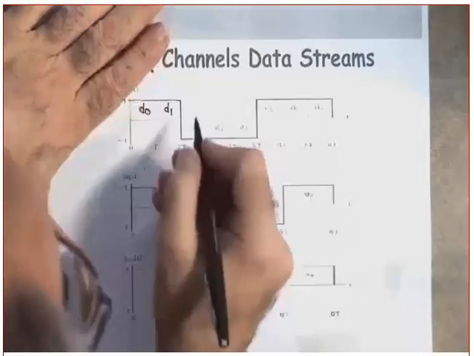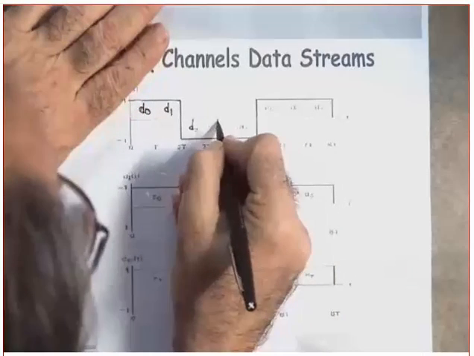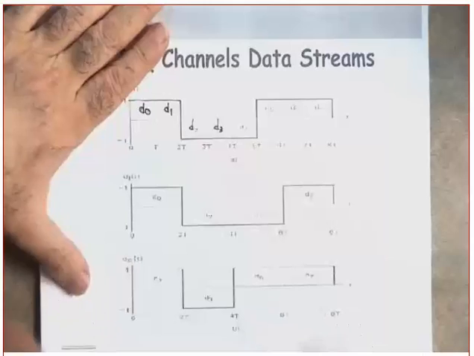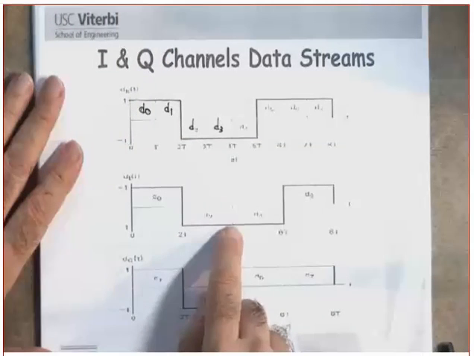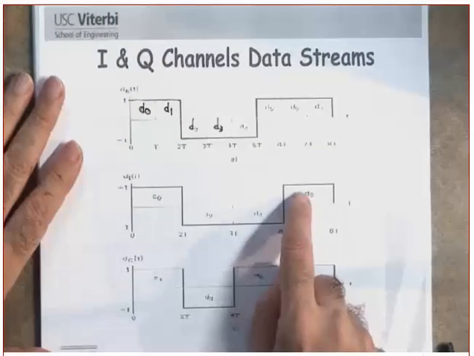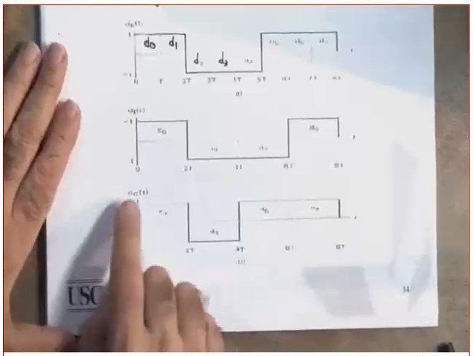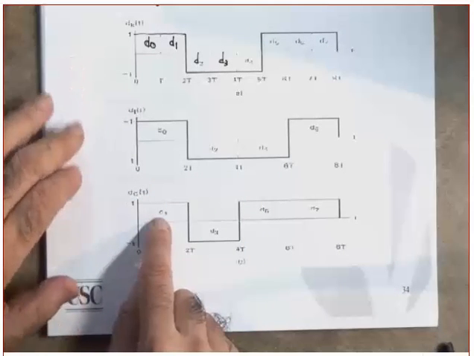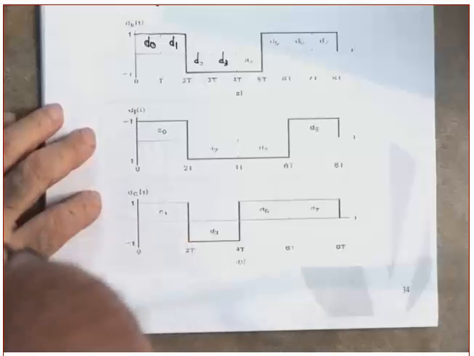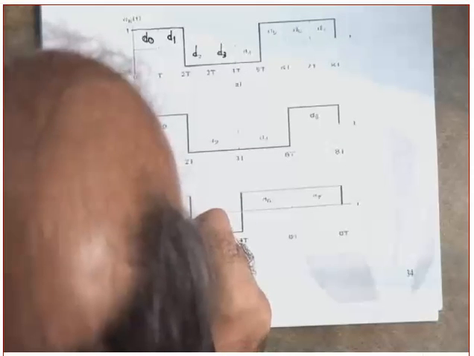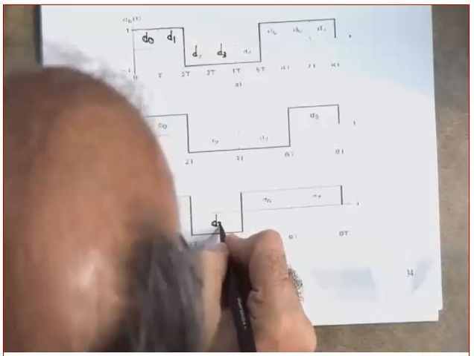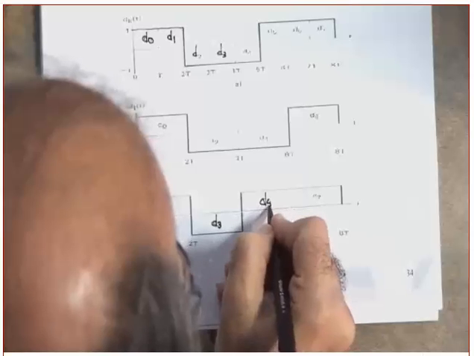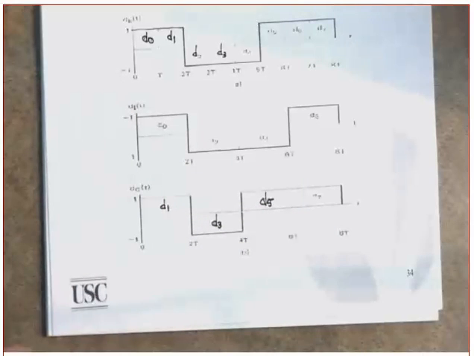No, this is the even. I'm sorry, I said the odd. What next? D2. Next, D4. Next, D6. And similarly with the Q channel: D sub 1, D sub 3, D sub 5, and so on.